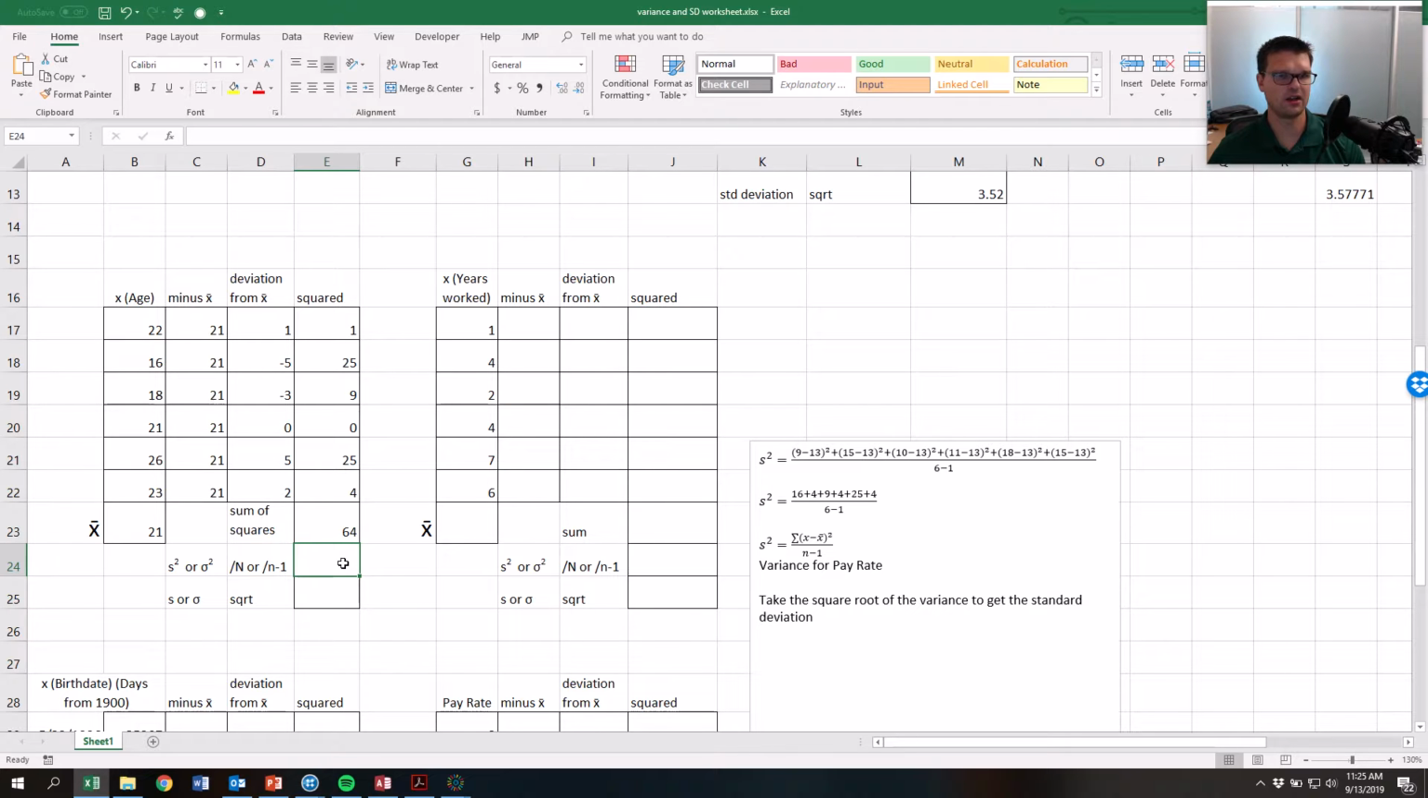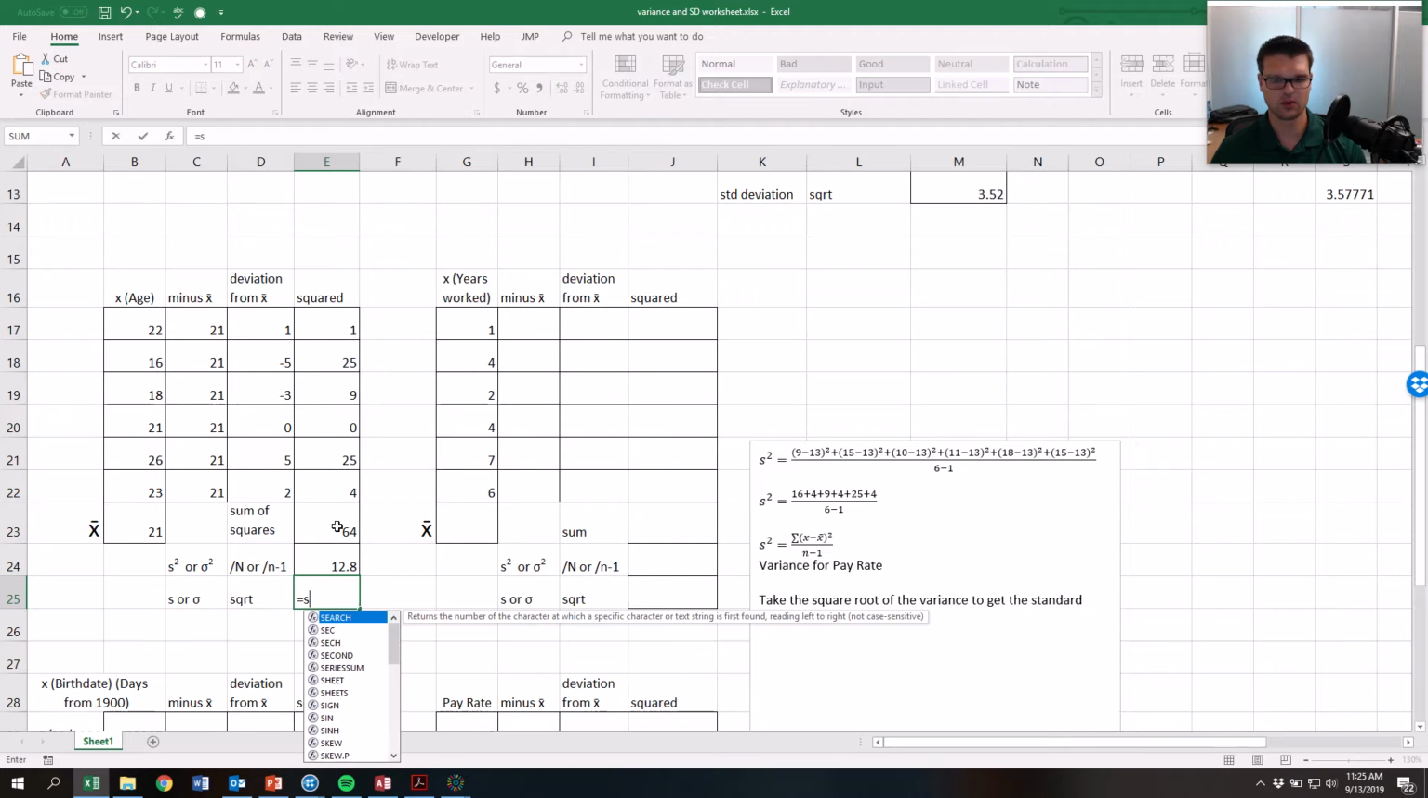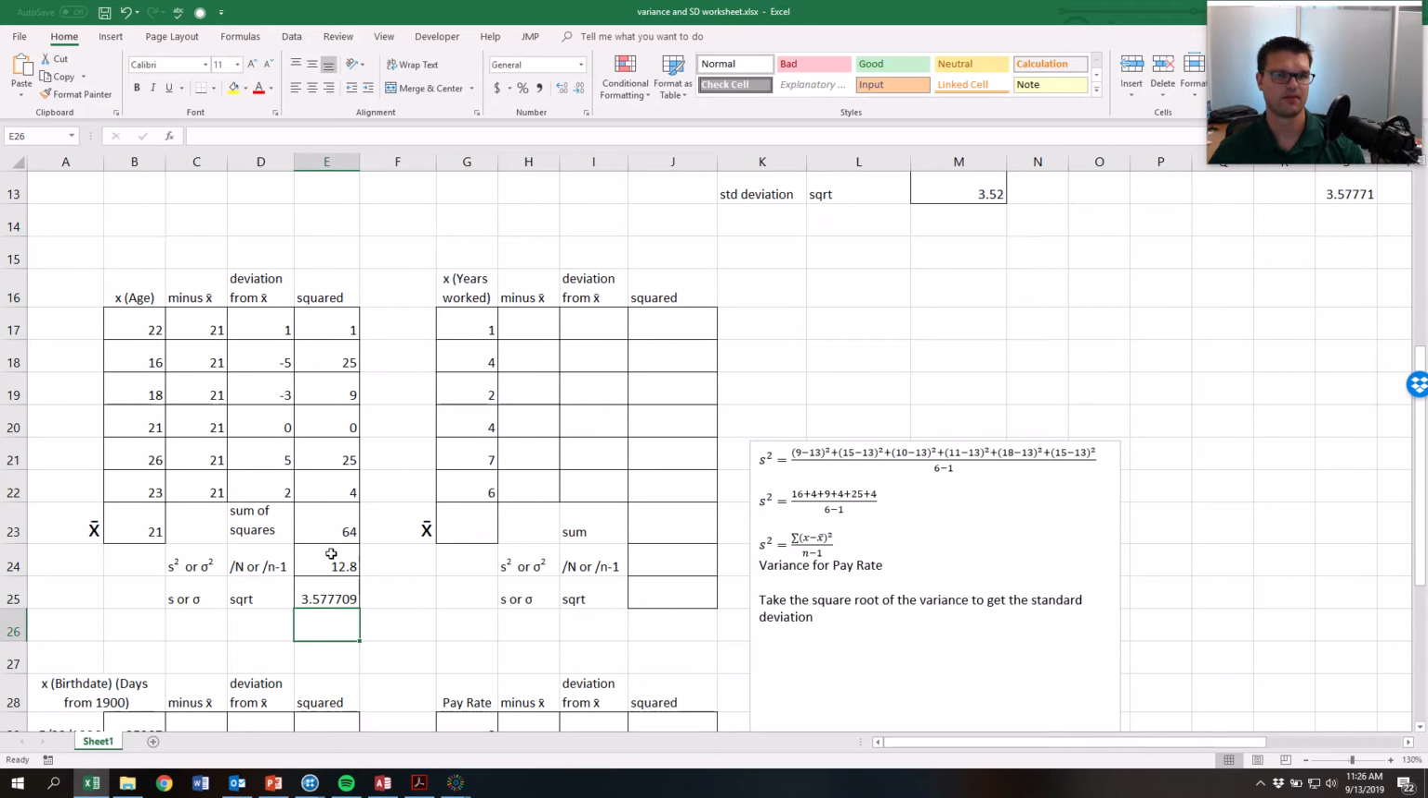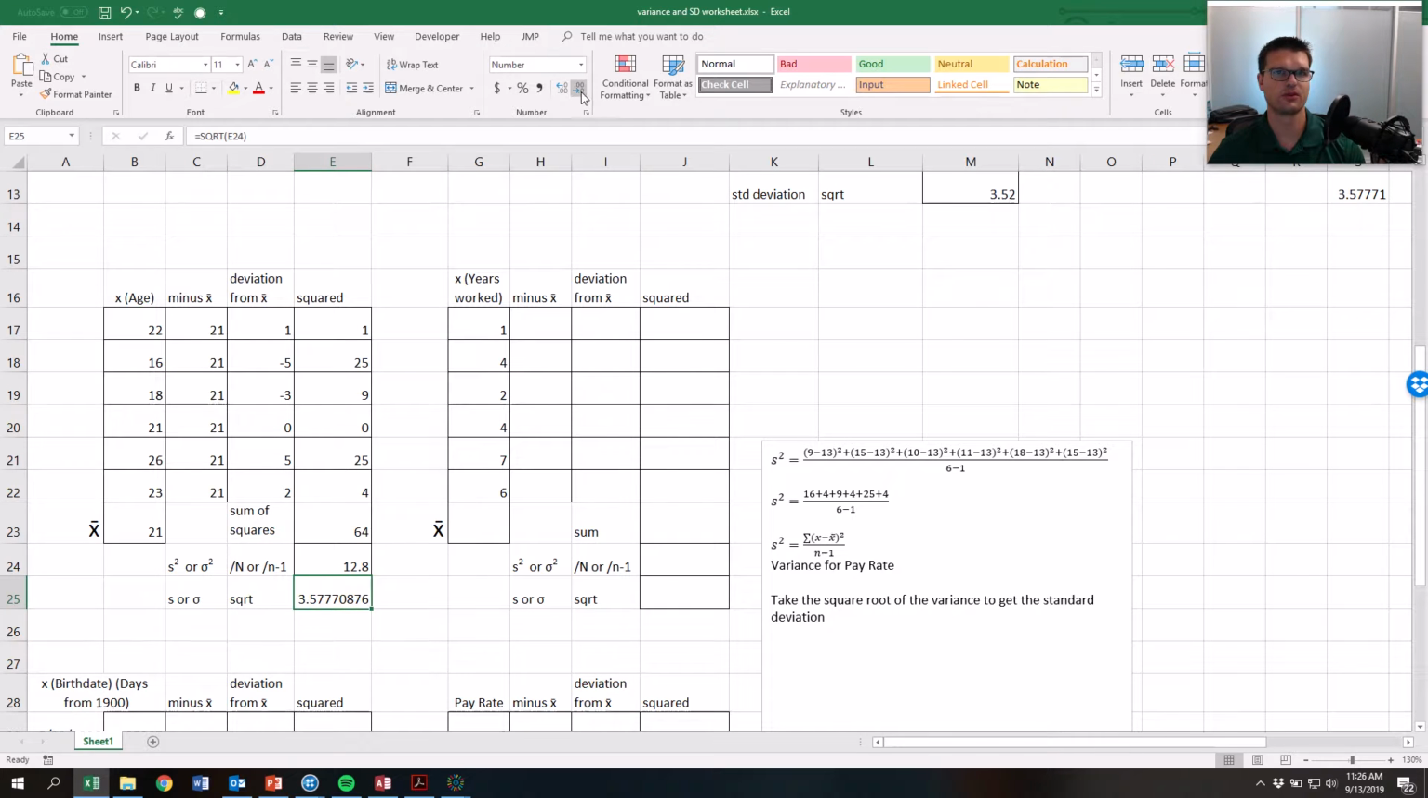And then are we going to divide it by n, or are we going to divide it by n minus 1 for the variance? Once again, because this is a sample, we're going to divide by n minus 1. How many observations are there? There are 6 observations, so 6 minus 1 is 5. So equals 64 divided by 5, and then equals square root of that, which is 3.5777, which we're going to round to 2 decimal places to 3.58.